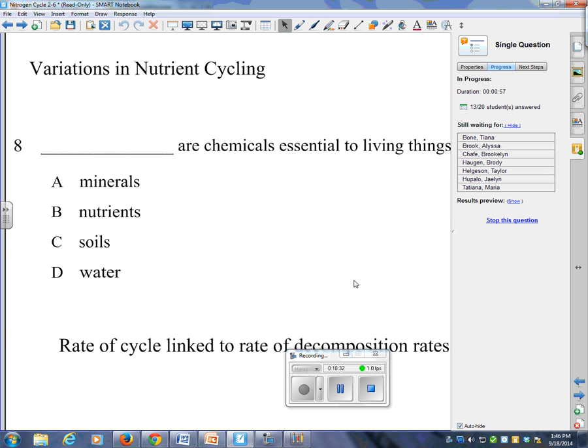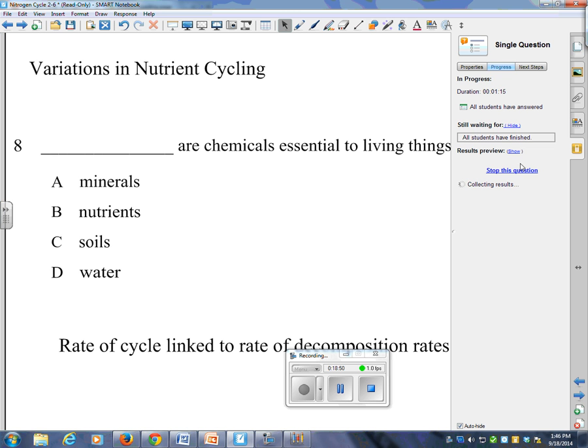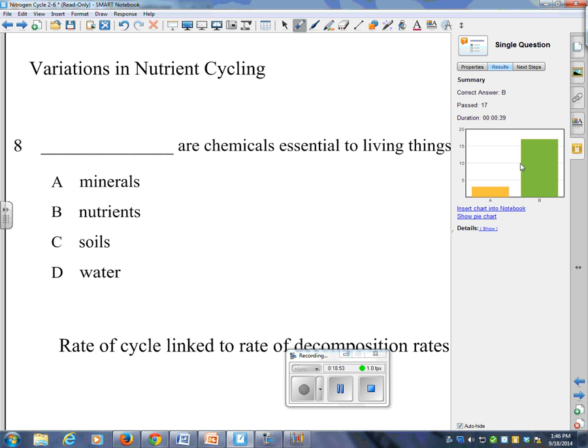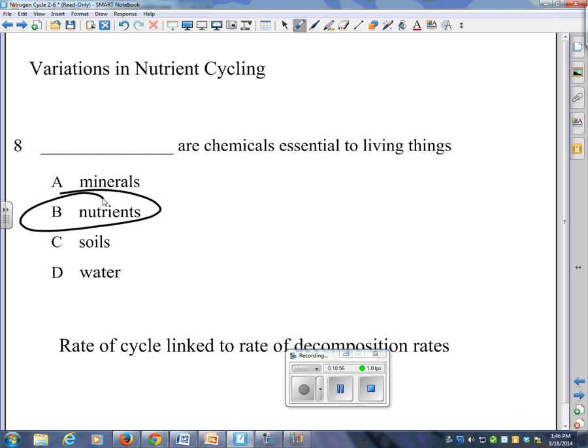No, we skipped it. Brooklyn? Got it? Alyssa? Tiana? Awesome. What's the correct answer? Is it you guys that got it right? B, nutrients, not minerals. Nitrogen is a nutrient. Nitrates and phosphates are both nutrients. Nutrients are chemicals that are essential to living things. The rate with which nutrients cycle through an ecosystem is linked to the rate of decomposition. In other words, how fast do they break down?